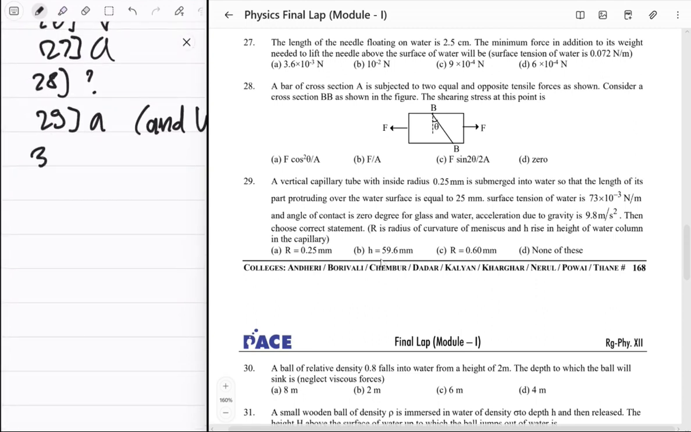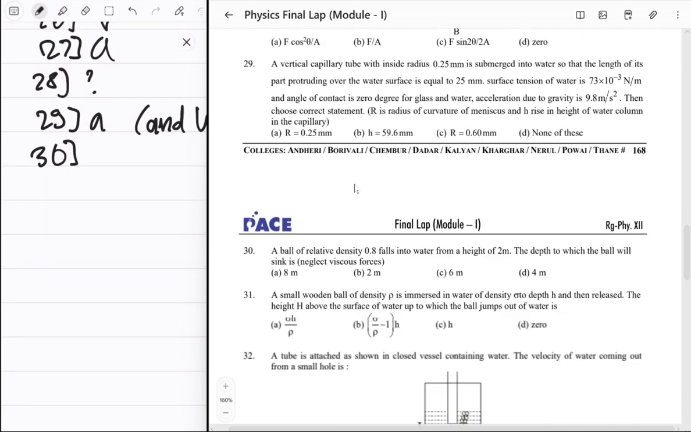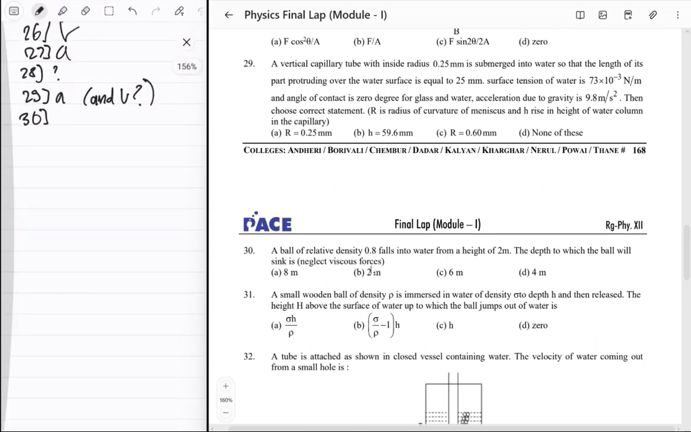Next, 30. A ball of relative density 0.8 falls into water from a height of something. The depth to which the ball will sink is... Neglect viscous force. Okay, wait, what? Viscous force को neglect करना है मुझे? That's weird. So okay.